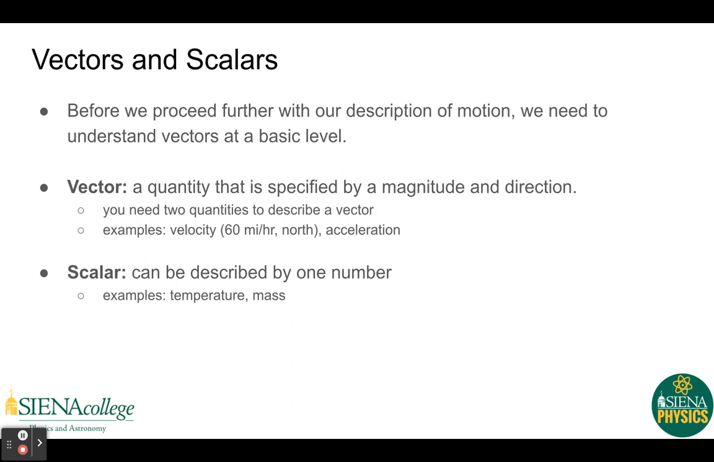Okay, so before we go into a more detailed description of motion, we need to define some quantities, and in order to understand those quantities, we have to start distinguishing between something called a vector and a scalar. A vector is a quantity that you need two numbers to specify. It has a magnitude and a direction. So it could be, if you're driving your car on the highway going 60 miles an hour and heading north, on I-87, there's the magnitude, which is how fast you're going, 60 miles an hour, and then the direction that you're heading in, north. A scalar can be described by just one number, and examples of that would be temperature and mass.